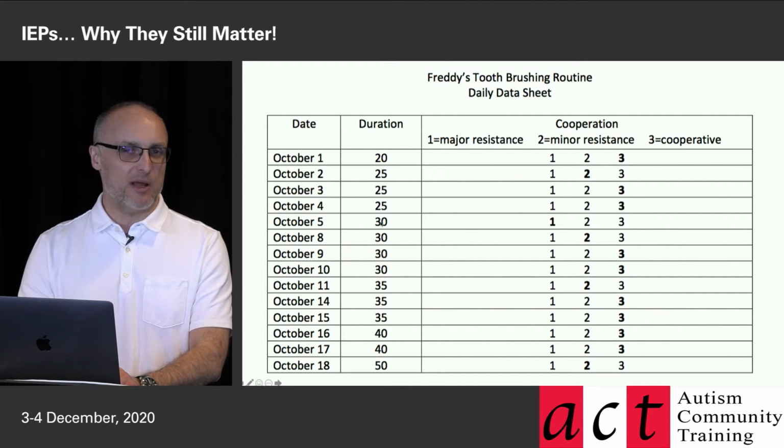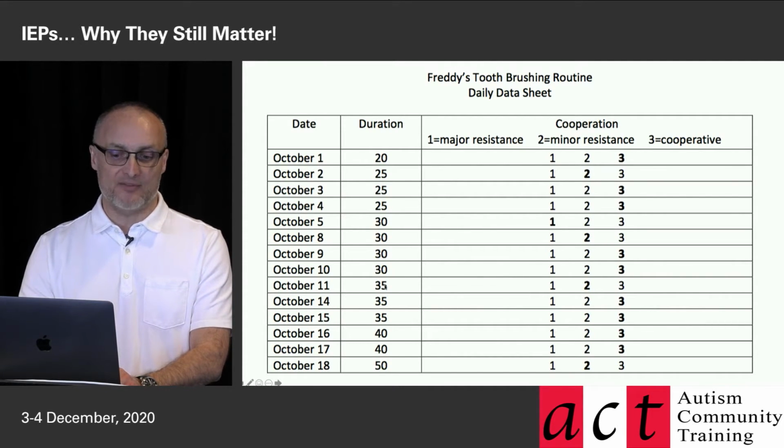Now he's never been asked to keep that brush in there for 30 seconds before. He can see the timer and know that we upped the ante. And so we saw major resistance that first time. But then the next day, at 30 seconds, he had minor resistance. And then the next 2 days, he had no resistance. He learned to tolerate it.